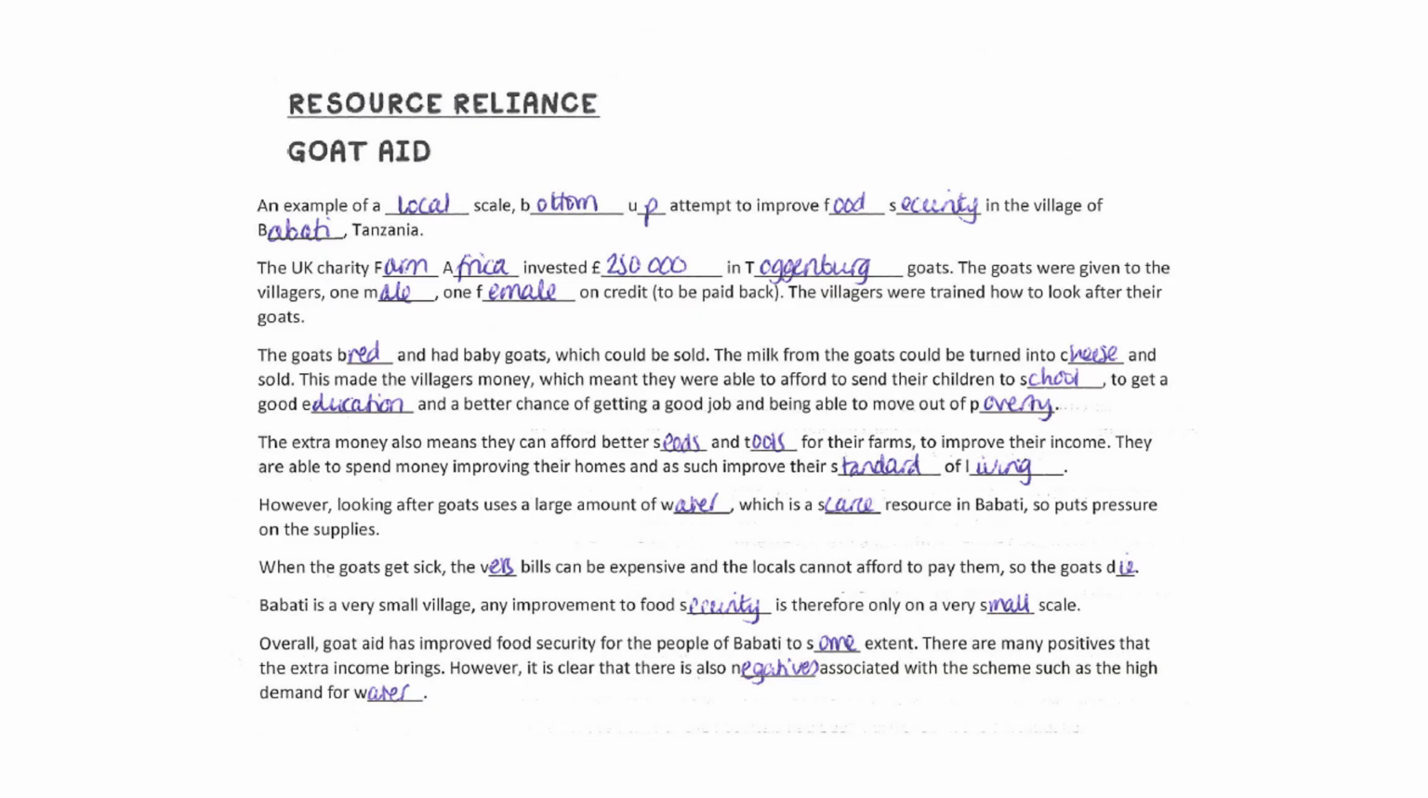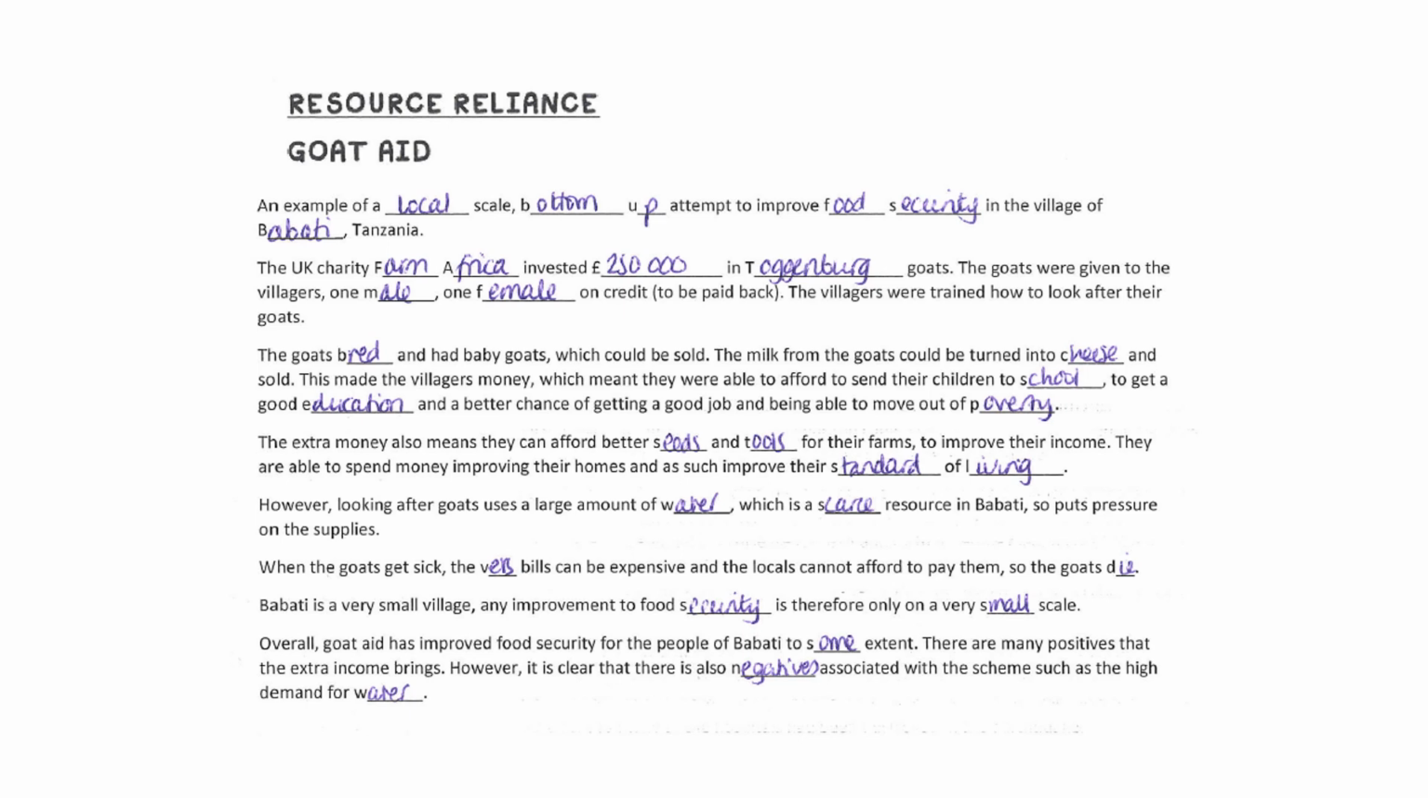So our goat aid case study is an example of a local scale bottom up attempt to improve food security in Babati village in Tanzania. The UK charity Farm Africa invested £250,000 in Toggenburg goats. The goats were given to the villagers, 1 male, 1 female, on credit to be paid back. The villagers were trained on how to look after goats. The goats bred and had baby goats, which they could then sell.